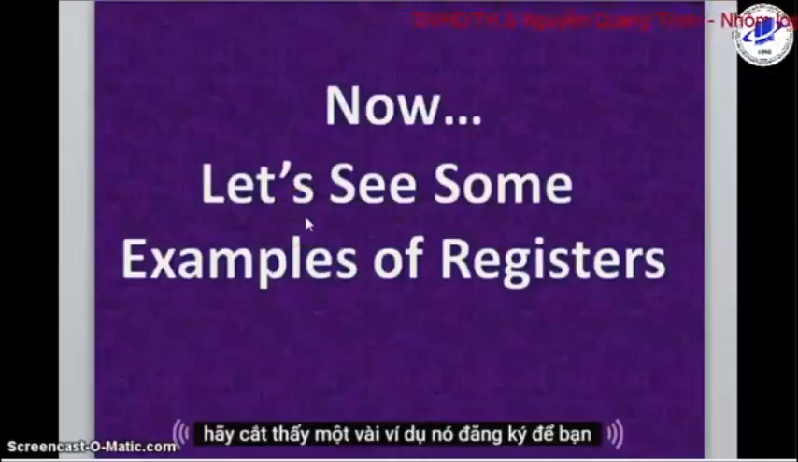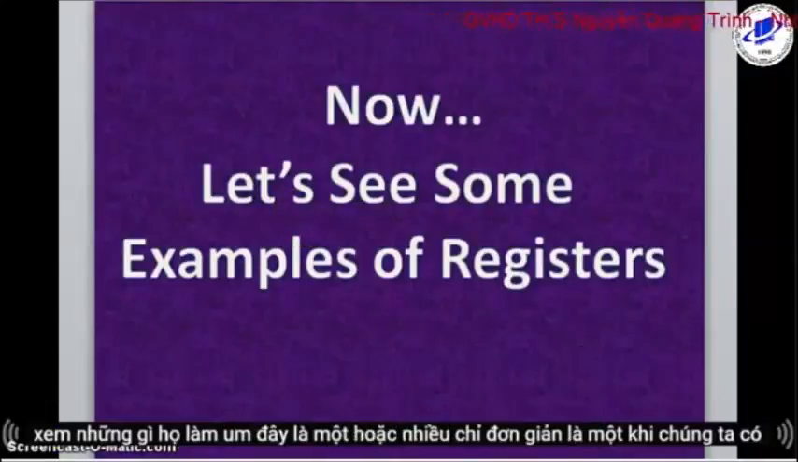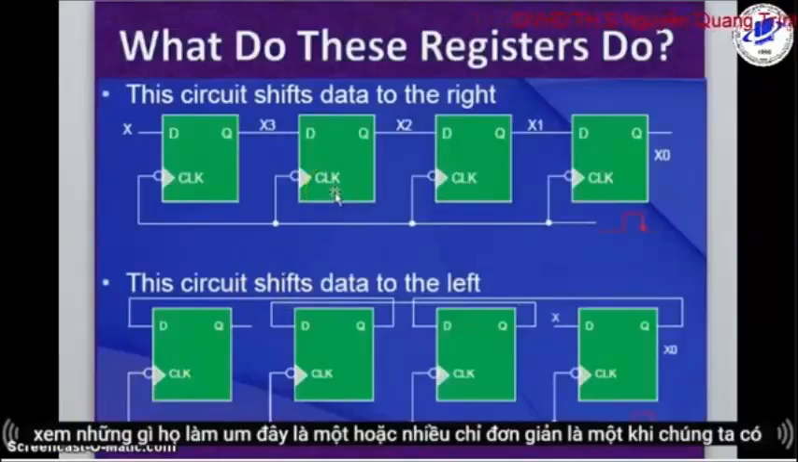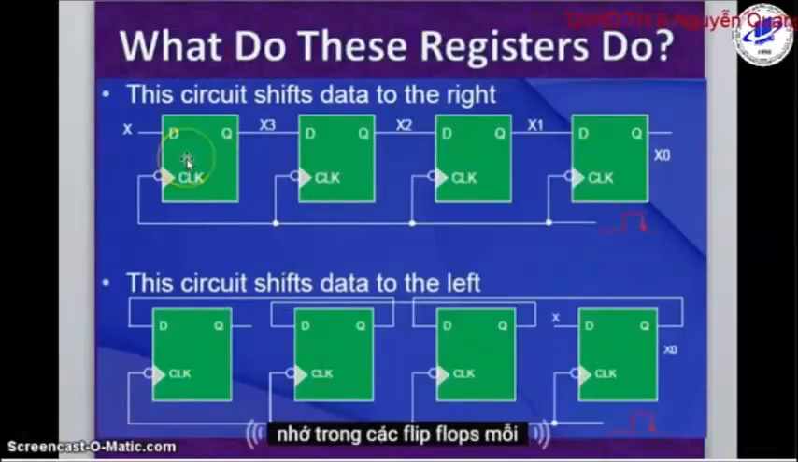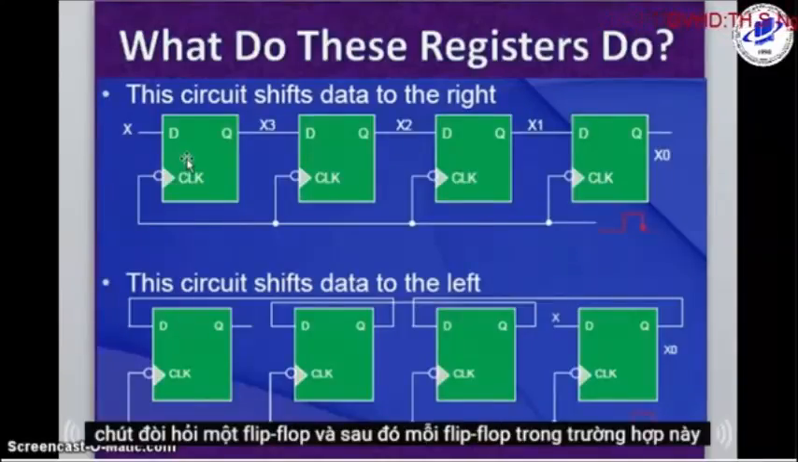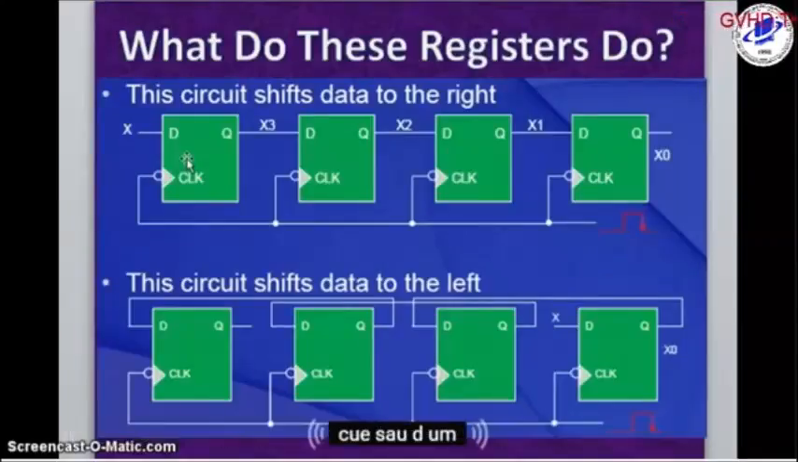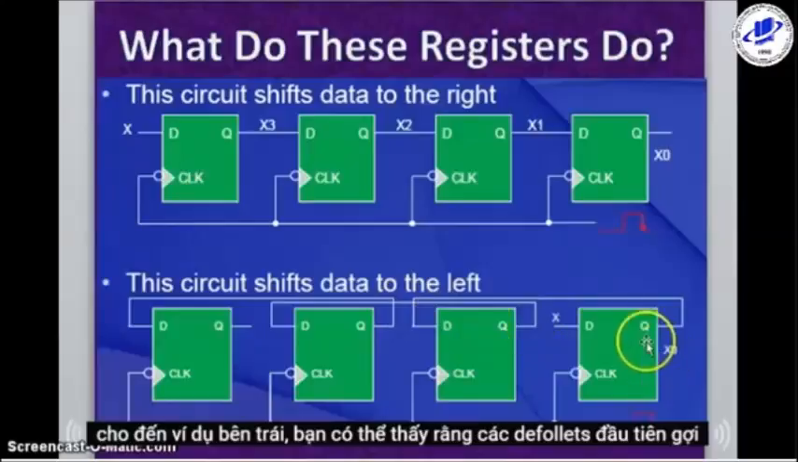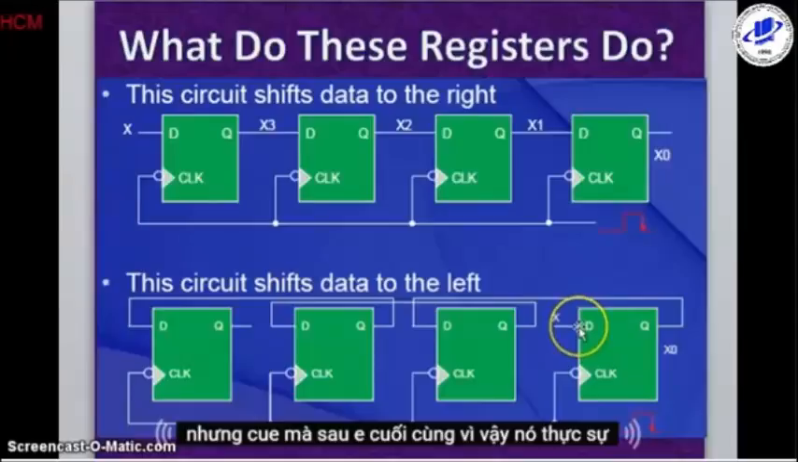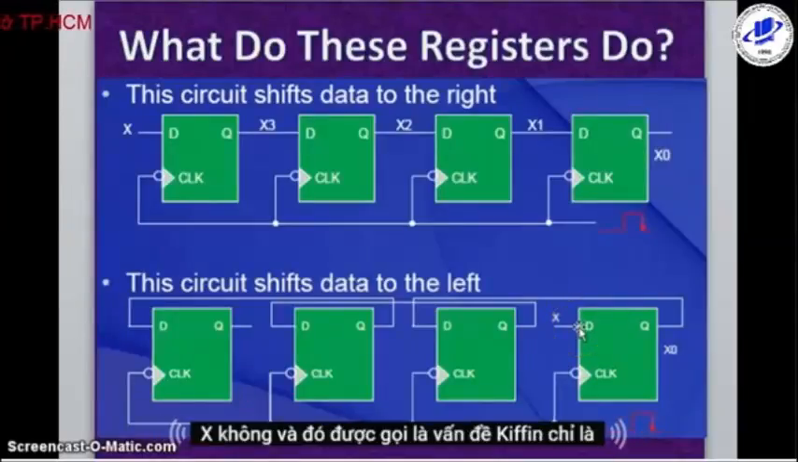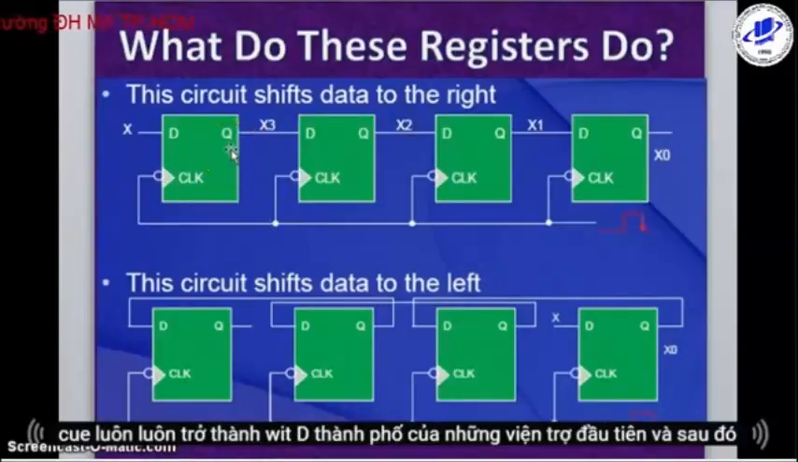Now let's see a couple examples of registers in order to see what they do. These are one of the simpler ones. Remember, in these flip-flops, each bit requires a flip-flop, and in each flip-flop, in this case, Q follows D. Of course, in the shift to the left example, you can see that the first D follows Q, but that Q follows the last D. So it's really not that complicated of an issue. It's just Q will always become what D is.